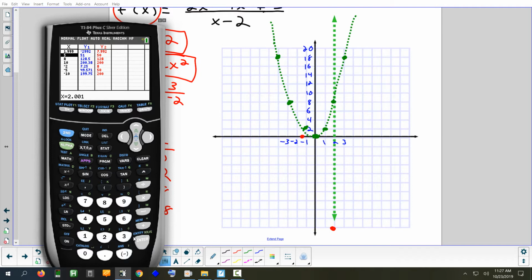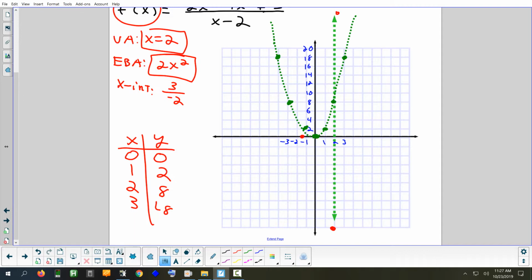2.001. Just after my asymptote, I'm going way up. I'm at 3,000, so I'm way up here. Now, I know this is going to be in 2 pieces because I can't cross this vertical asymptote, right? But I have a dot on the right of it and I have dots on the left of it. I need a couple more dots.